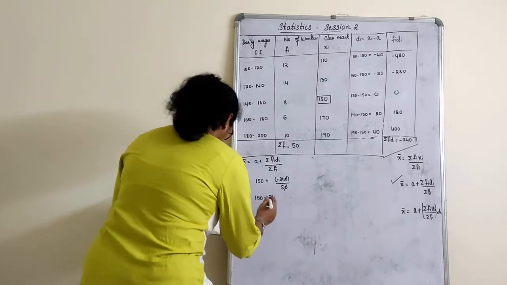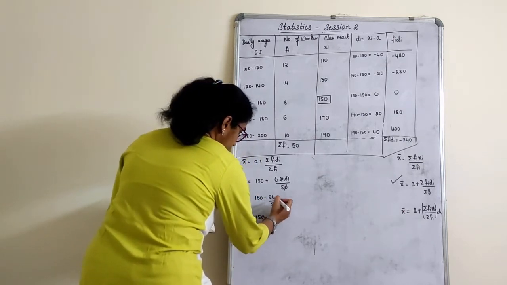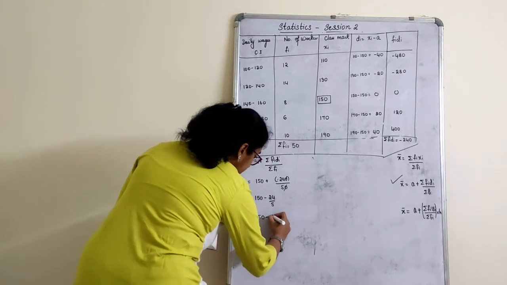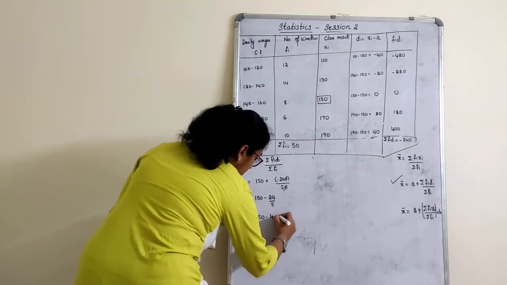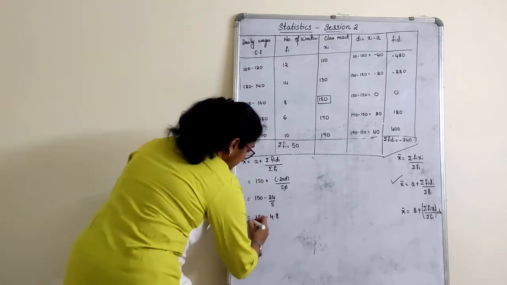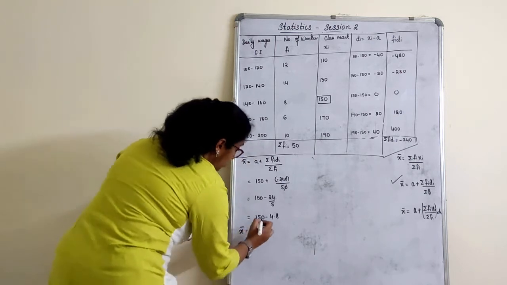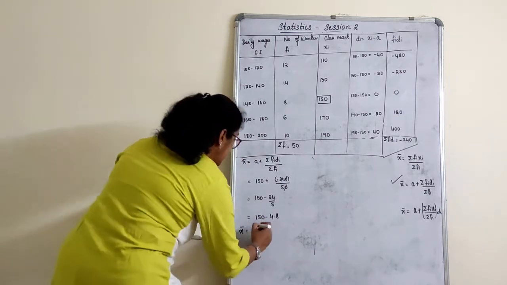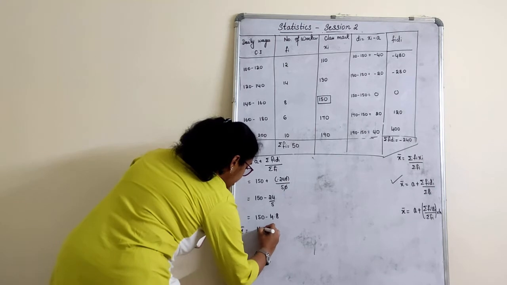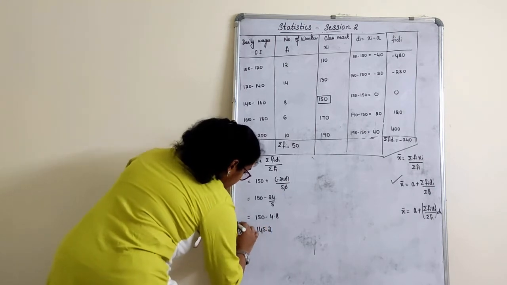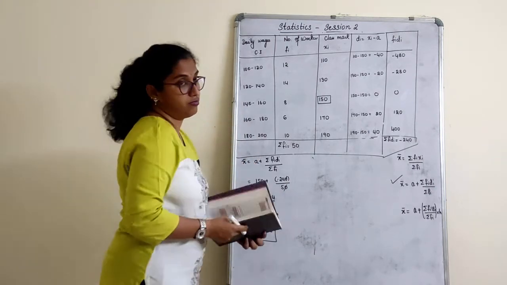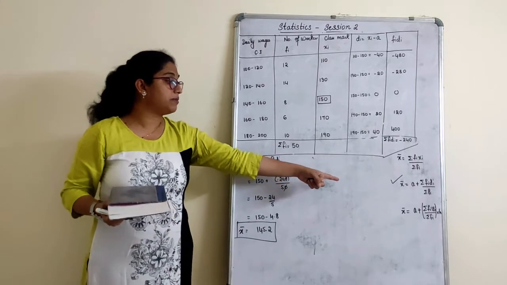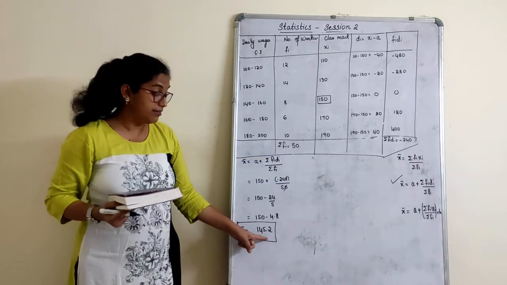5 4s are 20, so 4 remainder. 5 8s are 40. So mean is equal to 150 minus 4.8, which is 145.2. Any method you do, direct method, assumed mean method or step deviation method, this should be your answer.